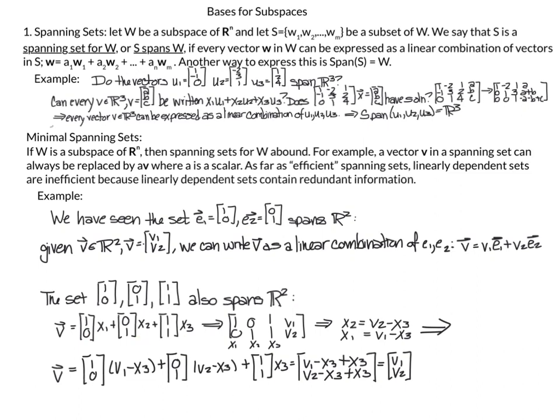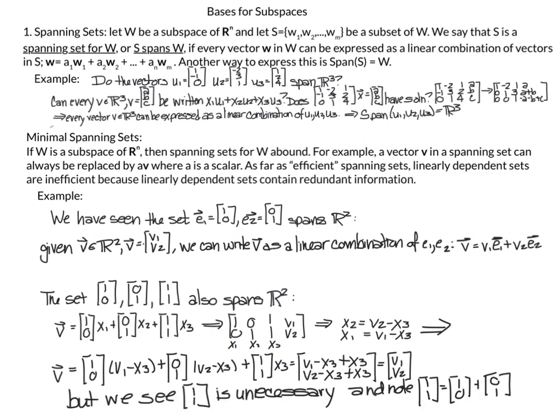So I have my vector v, which I represent as (v1, v2). I solved the augmented matrix, and I got v can be equal to (1, 0) times (v1 minus x3), v1 being the first coordinate of my vector, plus (0, 1) times (v2 minus x3), plus (1, 1) times x3. And you can multiply this out and verify this gives you (v1, v2). So any vector in R2 can be written as a linear combination of the three vectors here.